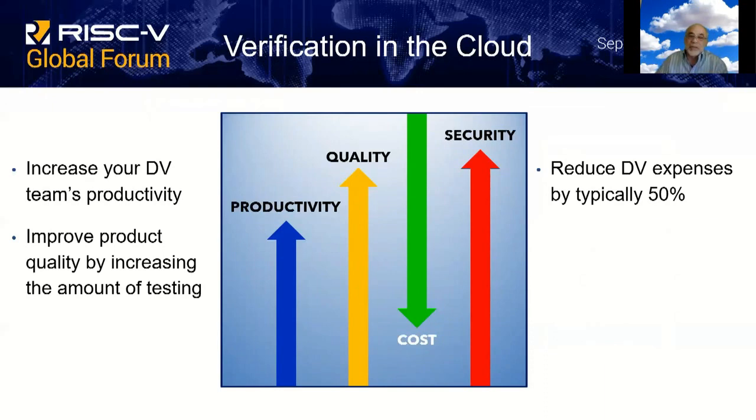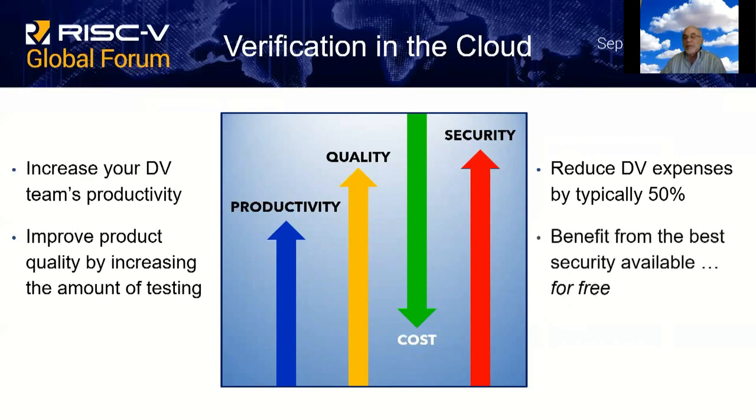eSilicon has reported that when they moved to the cloud last year, their IT costs alone were reduced 20%. You don't have to buy computers. You don't have to buy network equipment. You don't have to buy security software. You don't pay for IT people to babysit your simulation software. This is a complete offload of all those requirements for you to run simulation. And you benefit from the best security available. It's all for free. So what you get with verification in the cloud in a RISC-V and a SweRV support package is basically the ability to do a whole lot more and spend a whole lot less.